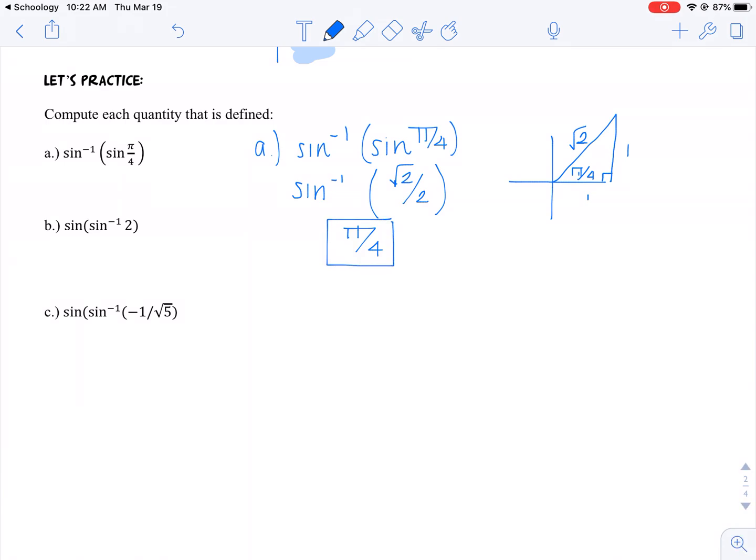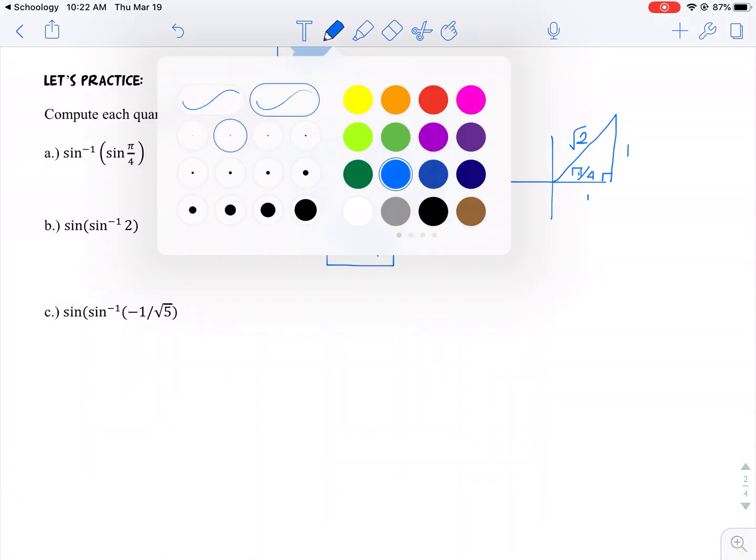Okay, so notice what I'm finding. When I just find sine of the angle, I find that ratio. When I'm finding sine inverse, I'm actually finding the angle that gives me that ratio. We'll practice, we'll be good.